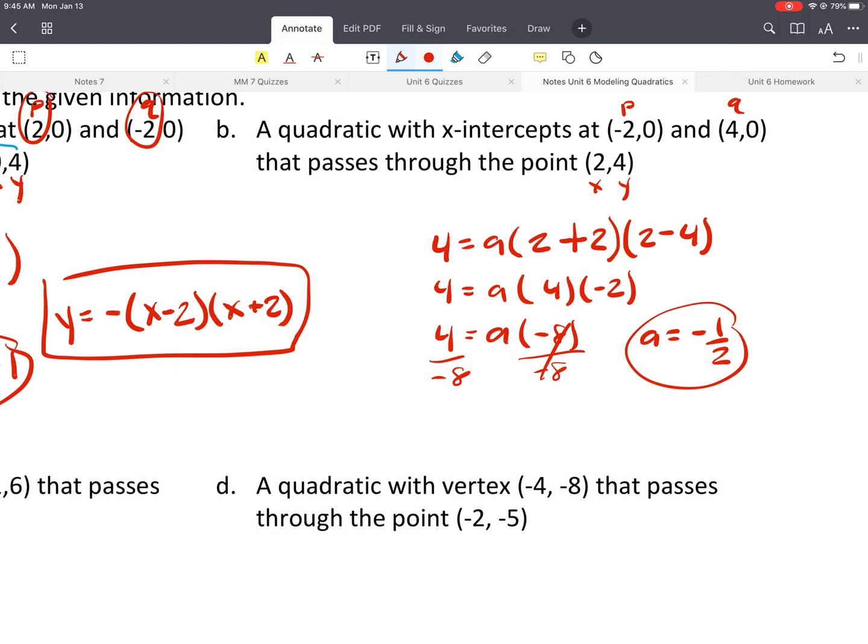Now we have our A, we have our P and Q. We can fill in our equation. So Y equals negative 1/2 times X plus 2 and X minus 4.